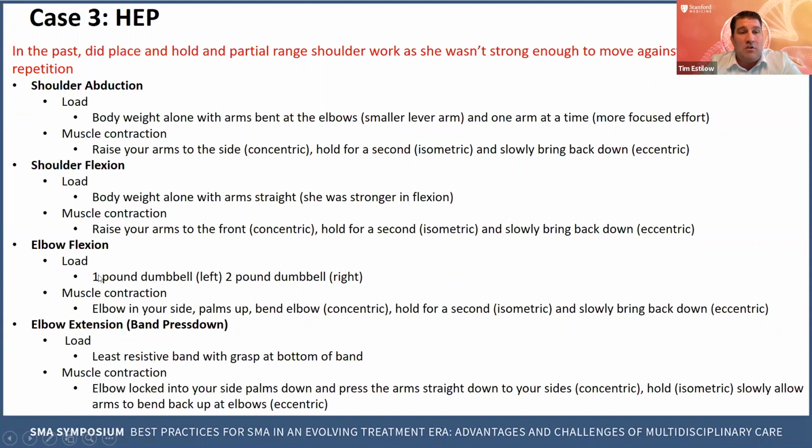The elbows are a little stronger, so we were able to use a 1 pound dumbbell for the left and then a 2 pound dumbbell for the right. So again, one arm stronger than the other. We do not want her working with the same load. So you have to look at that.